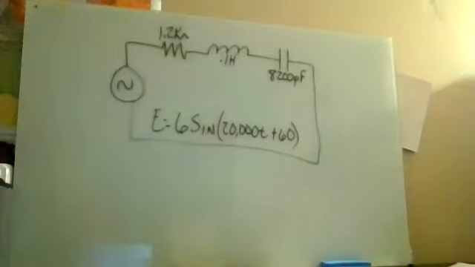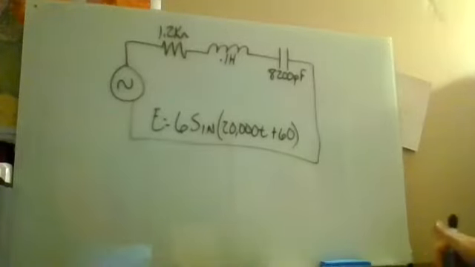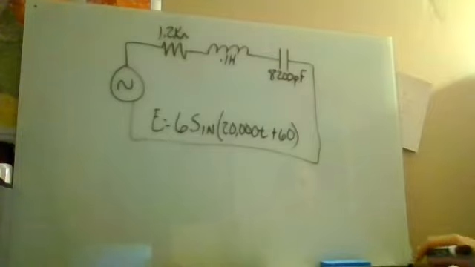So this is what I got for this circuit. Remember, we're going to follow our steps. Step one tells me what? Make sure my voltage is in phasor form. So I look at this. What type of voltage did I give you? Did I give you sinusoidal or did I give you phasor?